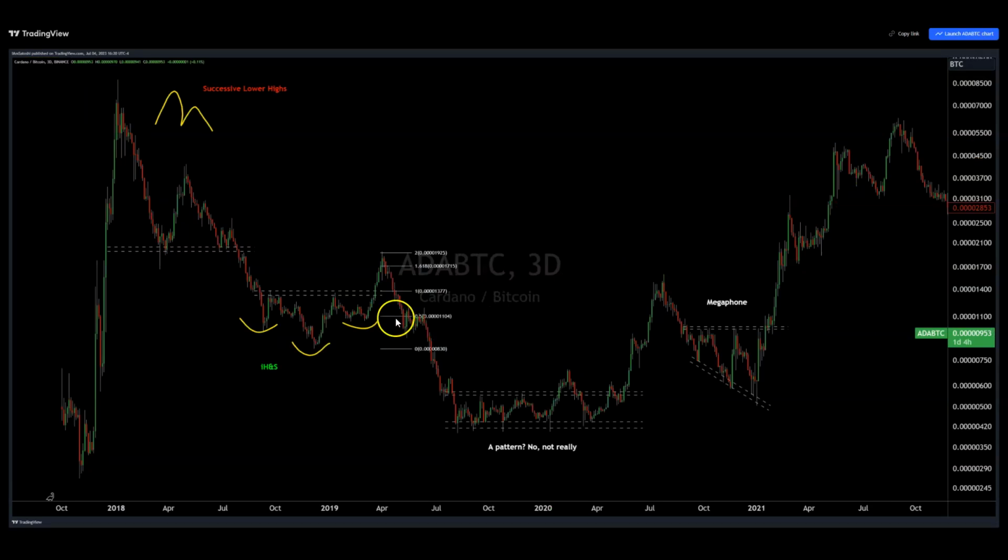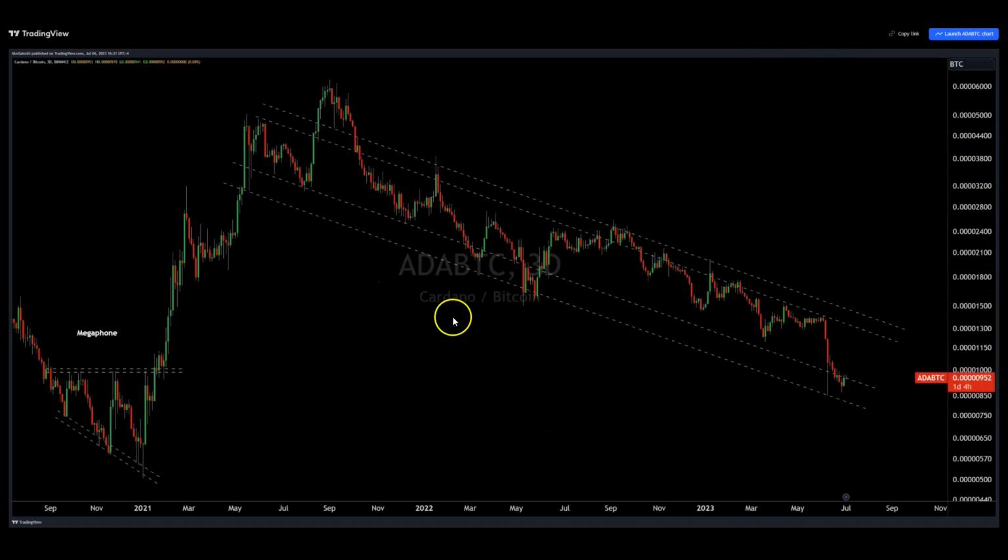What to look for. This is ADA BTC just randomly, right? 2018, 2019, and so on. Series of, maybe not so much anything, but certainly not bullish. Into an inverted head and shoulders, into range bound consolidation. Maybe Megaphone there, definitely Megaphone here. And then, you look at ADA BTC today, and I wouldn't call this anything but a downward channel.